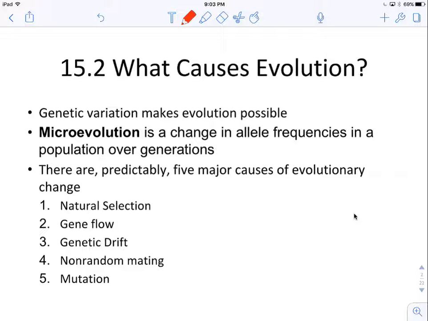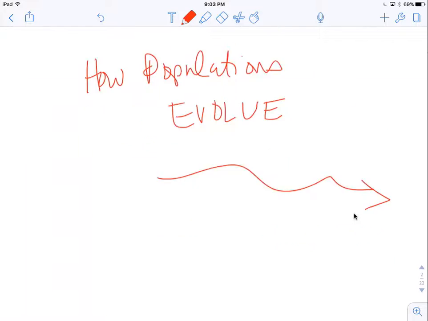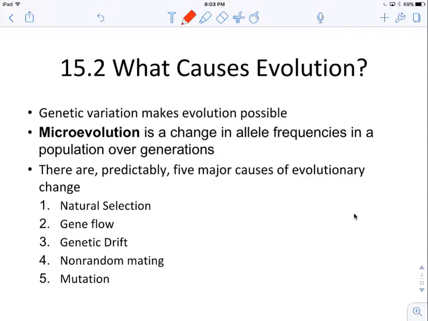So now we're going to look at what makes populations do evolve. Okay, and look, there are those 5 things that I just listed. Genetic variation, and we've talked about this many times, and we'll continue to talk about it for the rest of the year. Genetic variation makes evolution possible. So think about in the back of your heads all the places we can get genetic variation.